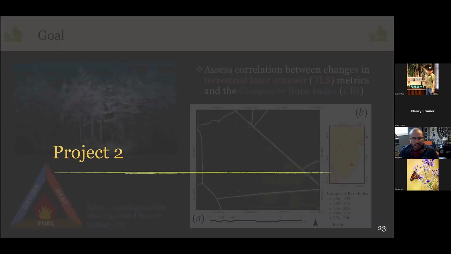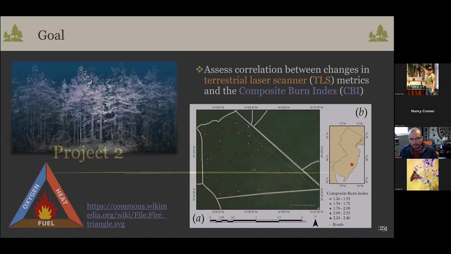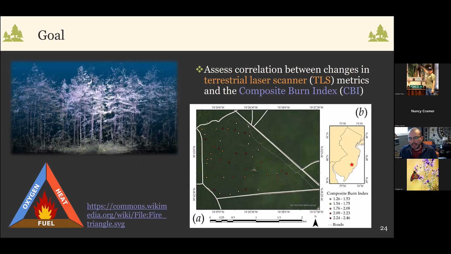Okay, so moving on, the second project is related to forest fire fuel mapping. This is, again, a project that was funded through the U.S. Forest Service, and we work closely with people at the Northern Research Station on this project. And instead of working at the scale of the entire state or the Landsat pixel resolution, 30-meter resolution, we're now looking at individual stands, and we're using point clouds as opposed to spectral data.